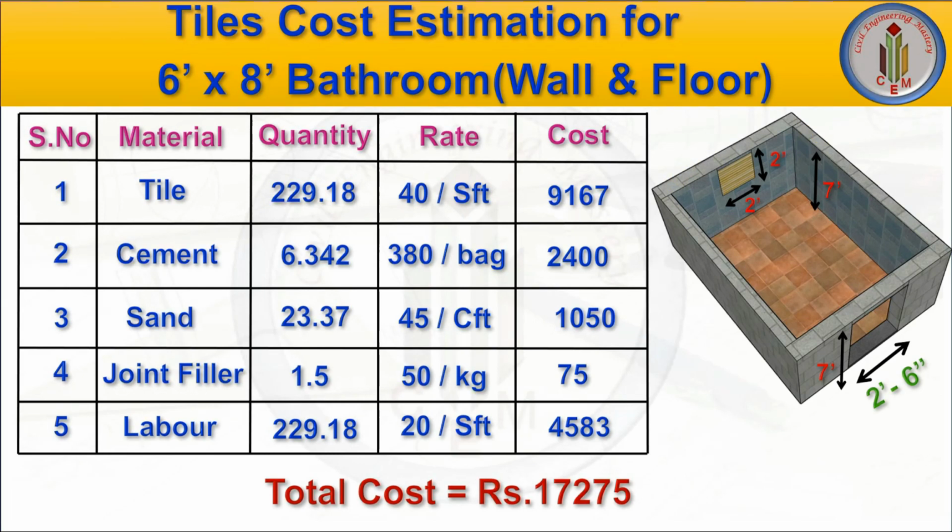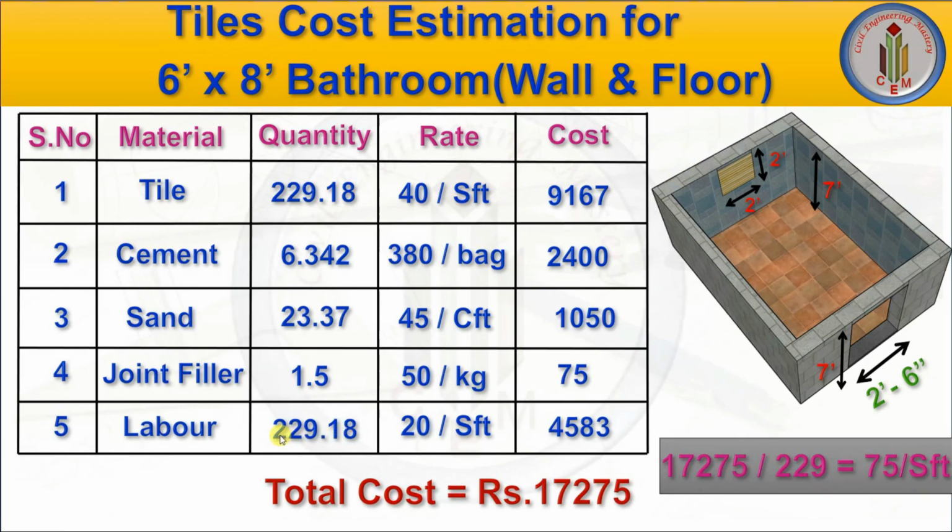Let's calculate the rate per square foot. We know the total is 229 square feet. So this much cost I'm going to spend to place the tiles for 229 square feet. Then how much do we need to spend for 1 square foot? That is 75 rupees per square foot to place the tiles for a 6 by 8 bathroom. This rate may increase if you go for a costlier tile or according to your material cost, everything will change. But for this cost and this kind of material, whatever I have taken, I'm getting 75 rupees per square foot.